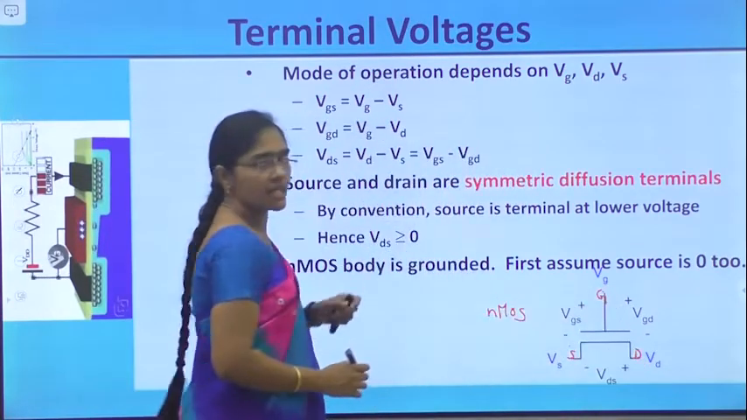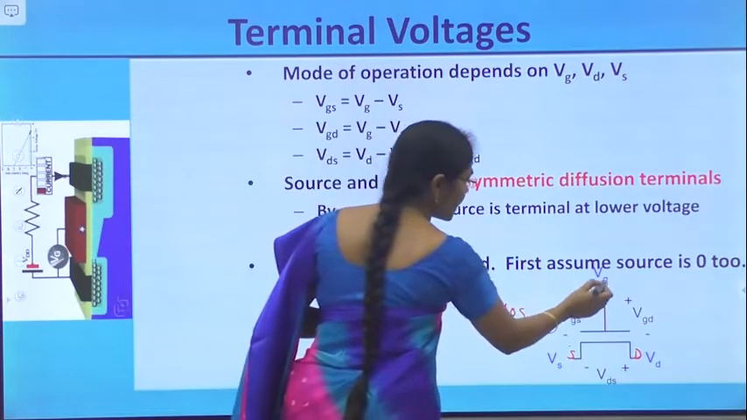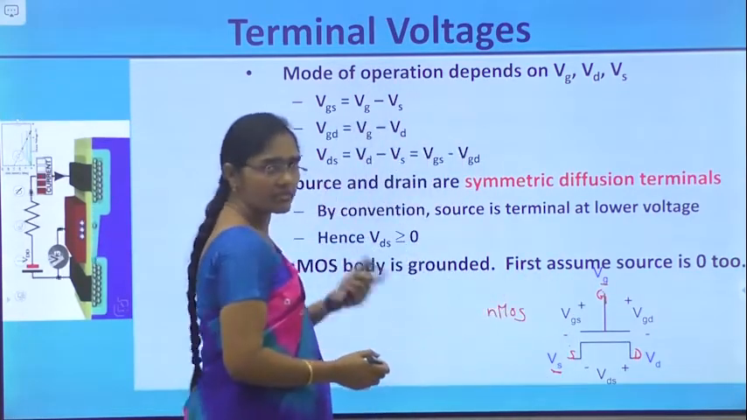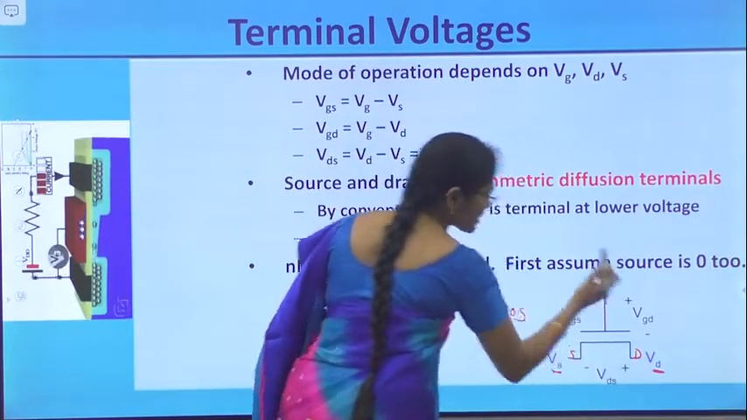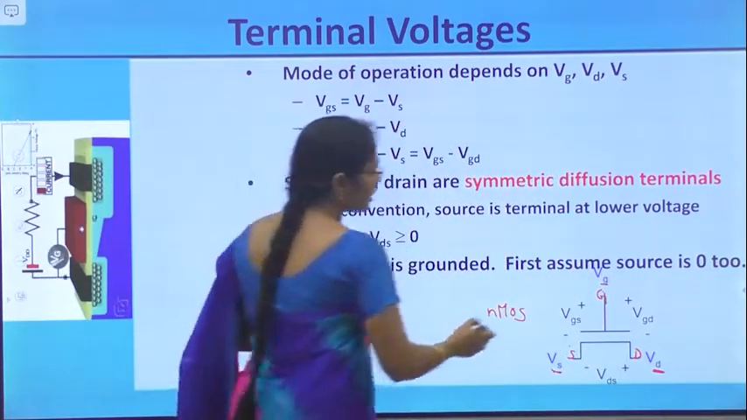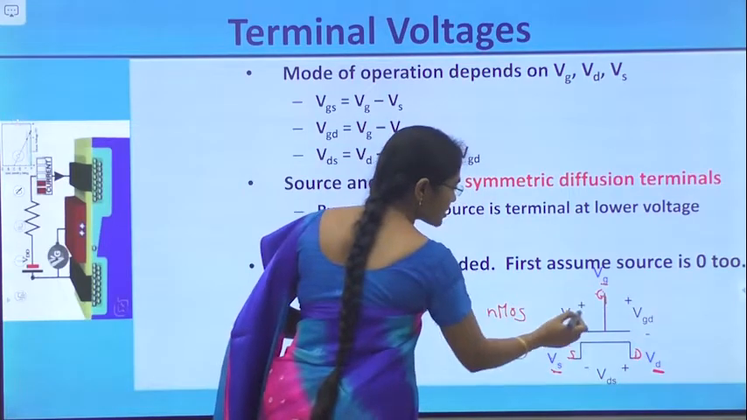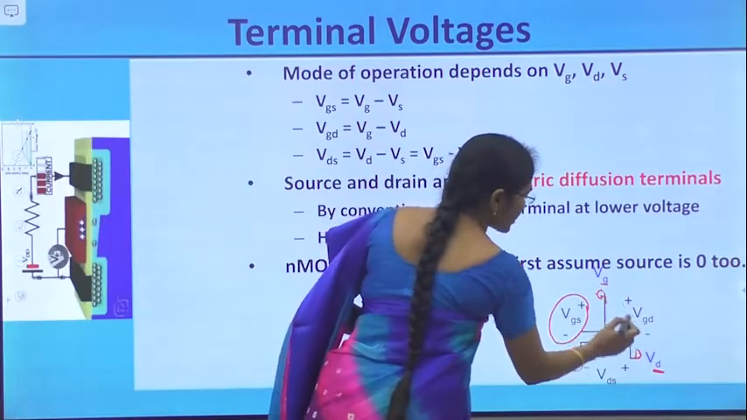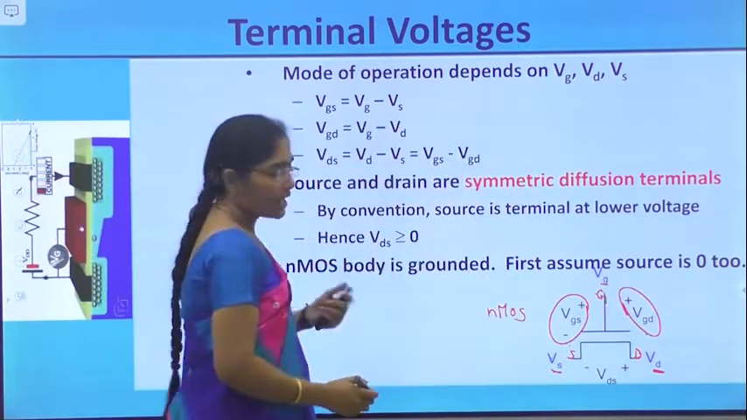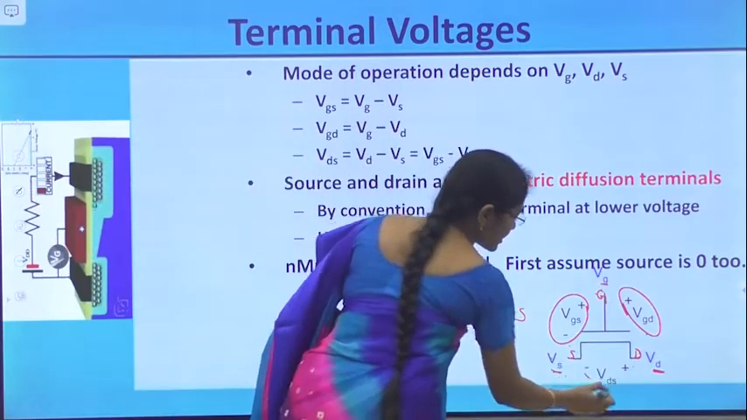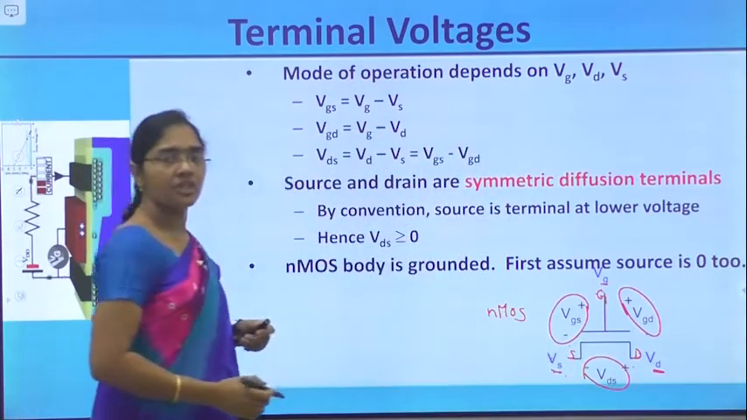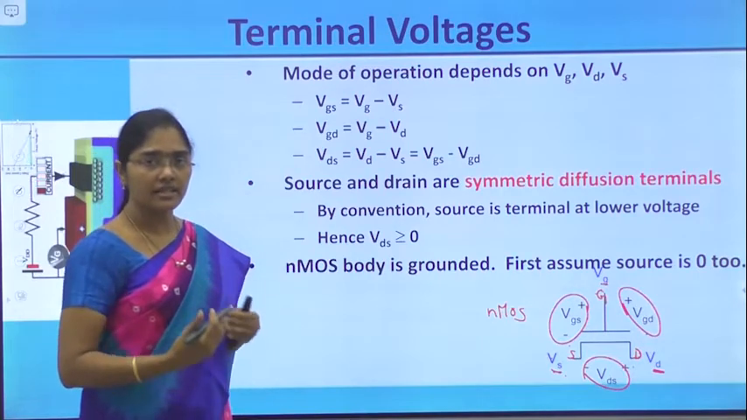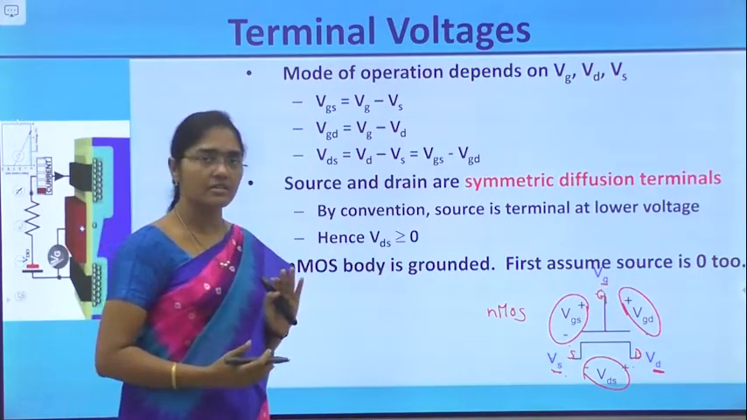The potential at the gate is called VG, the potential at the source terminal is represented as VS, and at the drain terminal as VD. Now, the potential between gate and source is represented as VGS, between gate and drain as VGD, and between drain and source as VDS. These voltage representations are very much required to understand the operation of MOS transistors.